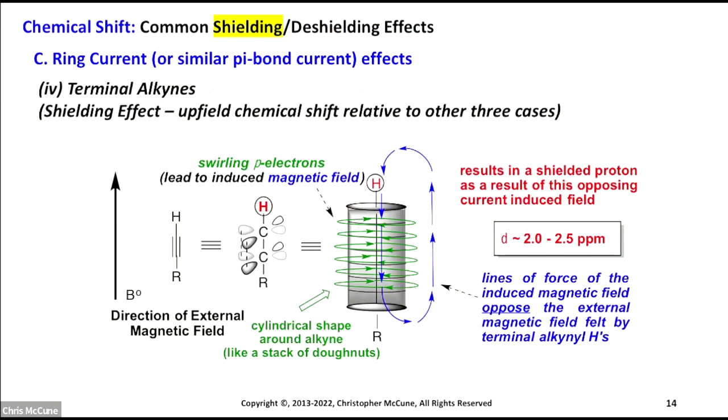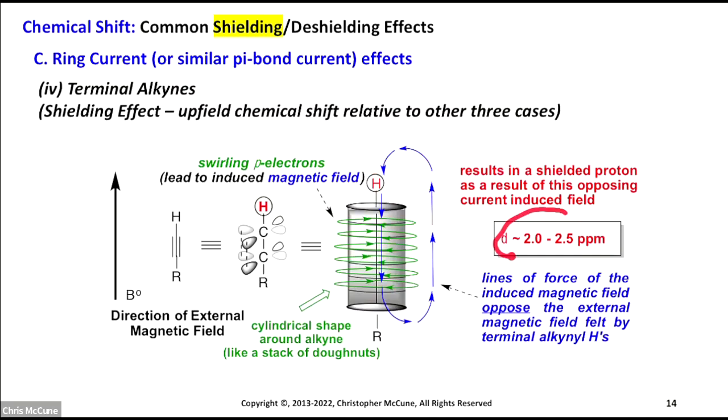Now here's one where you get a deshielding effect, and this is terminal alkyne. So I think about a terminal alkyne, and when you get the ring current, the swirling pi electrons around it, it starts to look like a cylindrical can. I call it the donut effect. And if you imagine a pencil through the middle of that, the hydrogen is the tip of the pencil or the eraser. And the lines of force now are going to pass through the middle, and it's going to oppose the external direction. And so you get this huge shielding effect for terminal CHs of an alkyne.